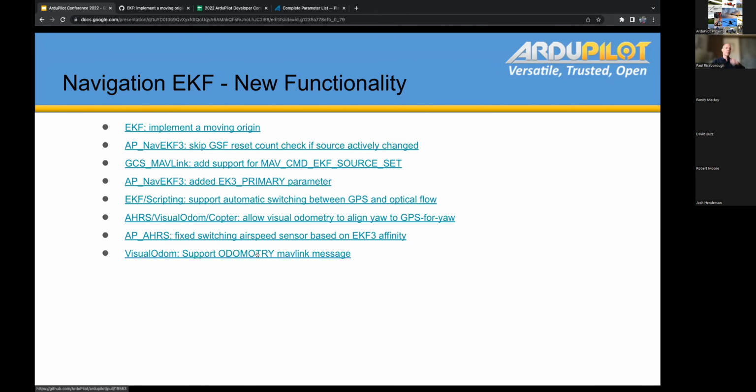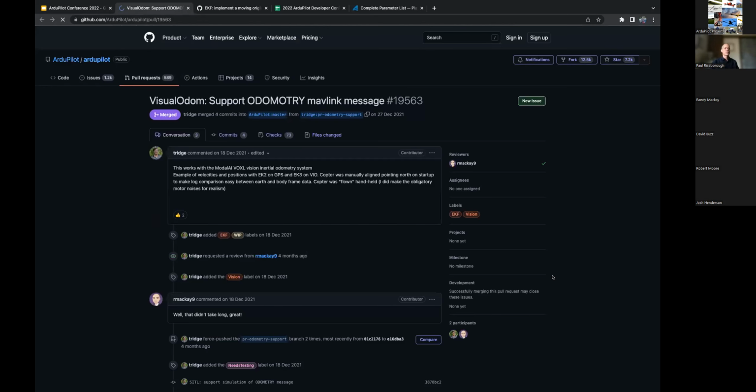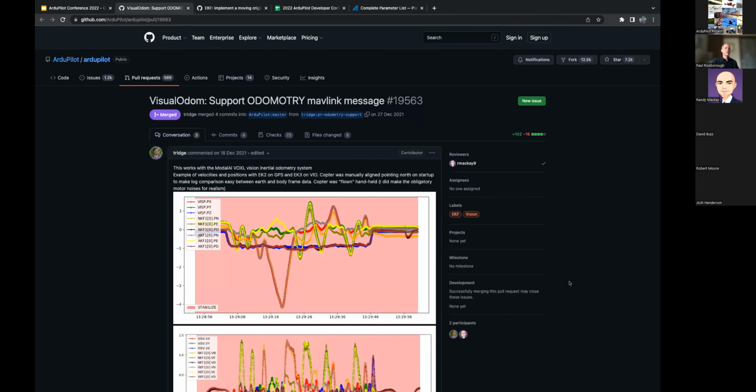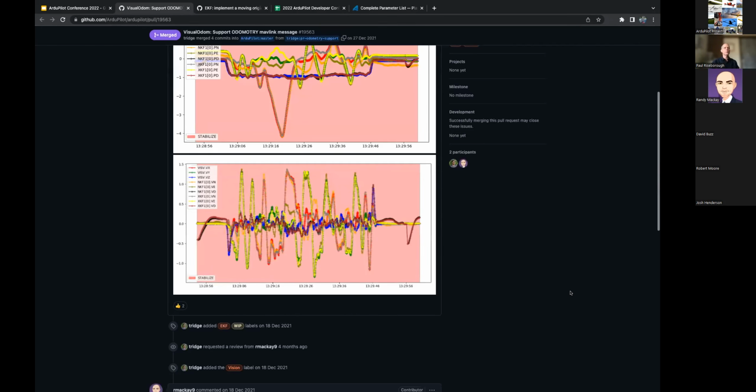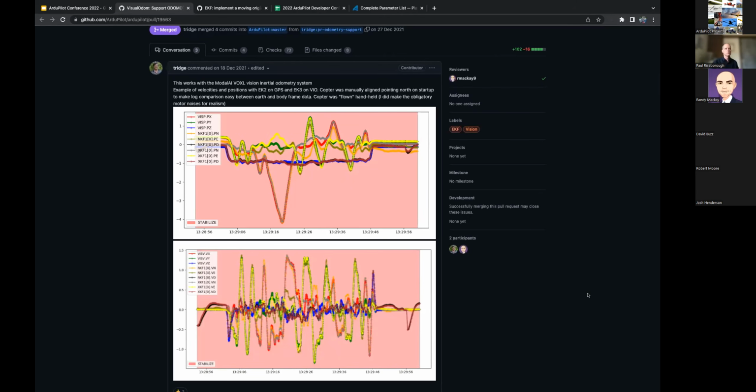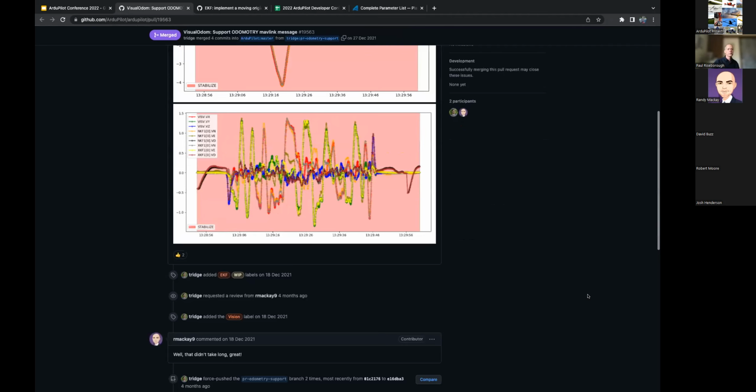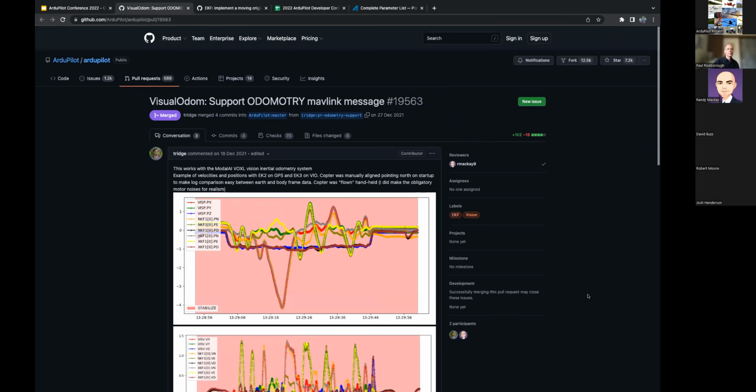We've added support for an odometry MAVLink message. This provides support for a specific visual inertial odometry system, the one that Modal AI uses. Modal AI have a very nice visual odometry system, particularly targeting copters, and that message combines position, velocity and attitude into one message.